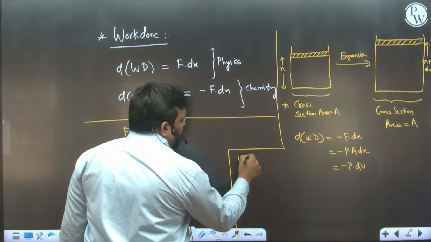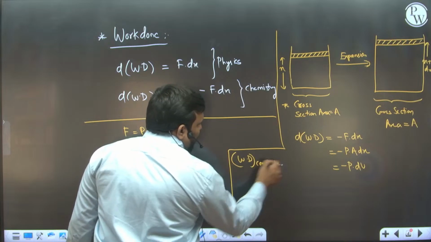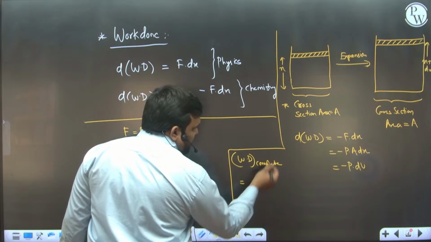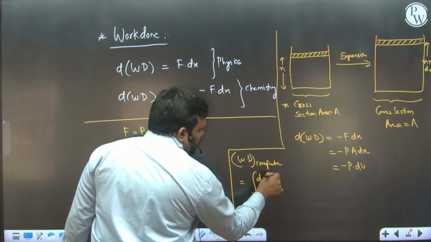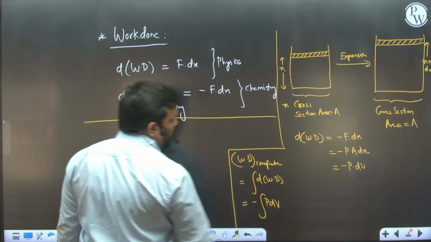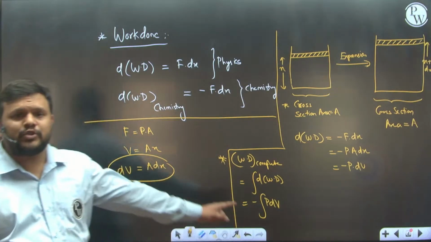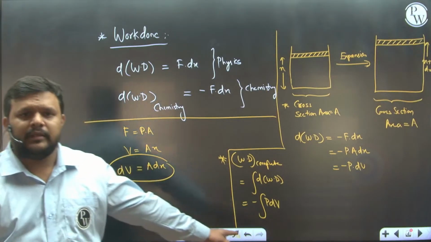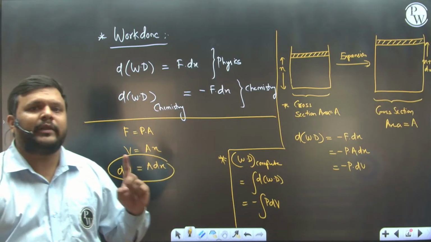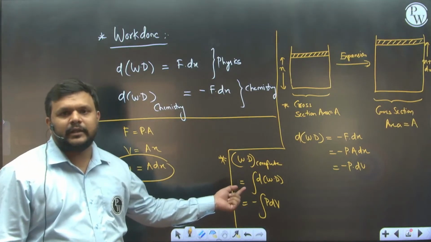For complete work done, we will integrate. We will be integrating this small work done, minus P dV, that we are getting over here. Let us see what we are getting. Small work done integrated, we are getting minus integral P dV. So in any case, if you calculate the work done, you should start from this formula. Work done is integral minus P dV. For all the work done that you are calculating, you must start from this work done formula, minus integral P dV for chemistry.